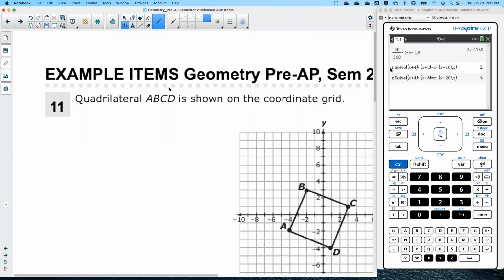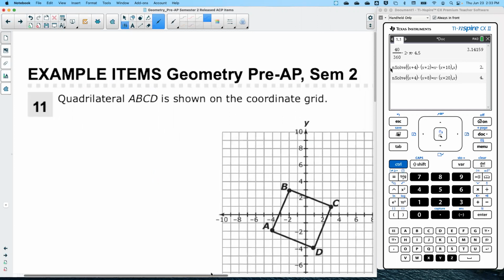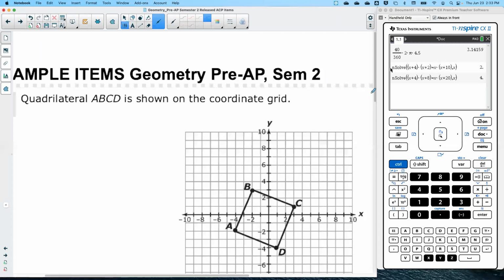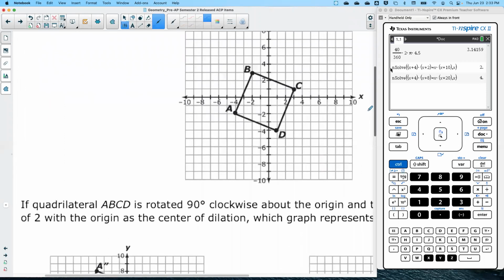Morales, how you doing over there? I'm good. All right, number 11. You have a quadrilateral. What's it mean to be a quadrilateral? Four sides. Not four equal sides, just four sides.